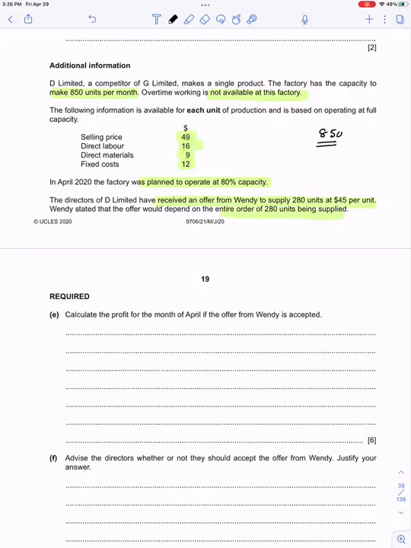So see what is happening over here is that the factory has the capacity to make 850 units. Overtime is not available. Product-wise information is given and the factory has planned to operate at 80% capacity. 80% capacity is how much? 850 into 80%. This is 680 units.